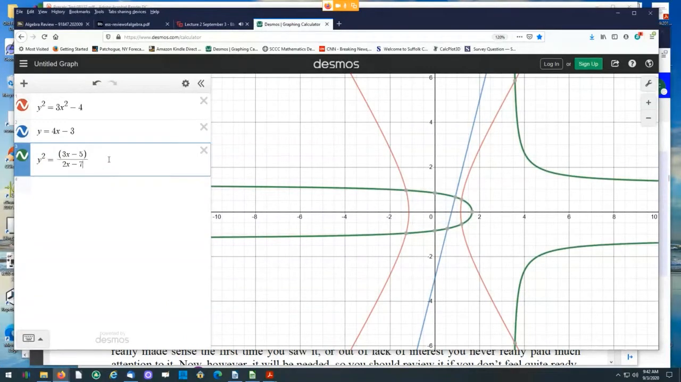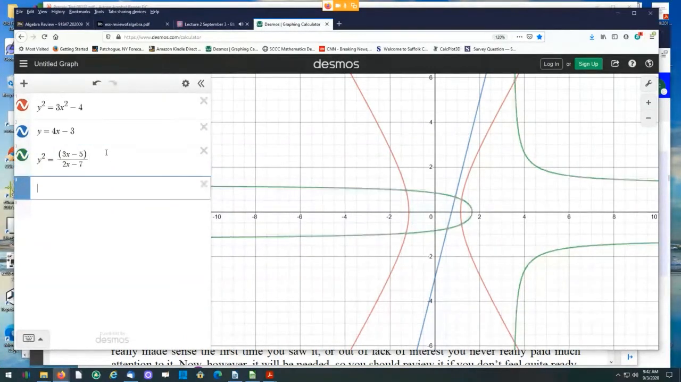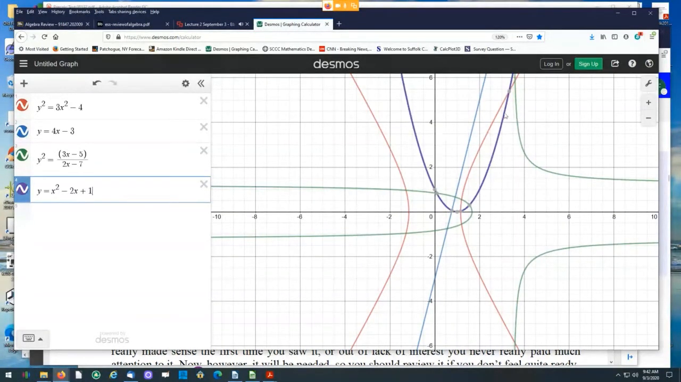Well, here's another common one that you've seen before. Say y is equal to x squared minus 2x plus 1. And there we have right there the purple relation. So all of these are what we call relations. These have an infinite number, if you will, of ordered pairs that define them, as opposed to what I put on the board over there that only have a finite number. Okay, so we have relations.